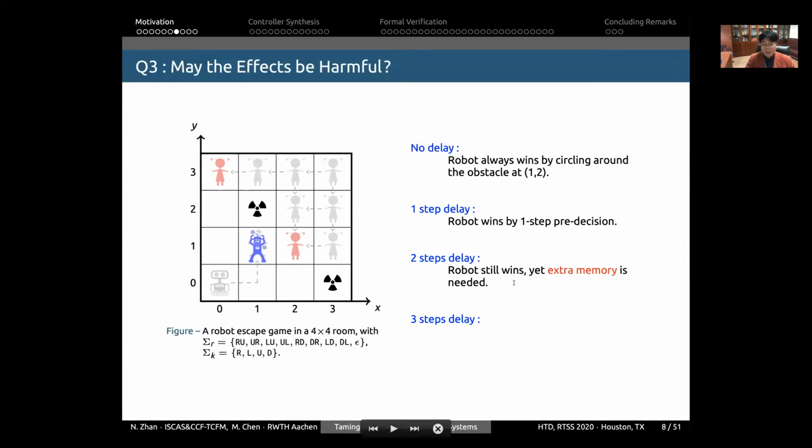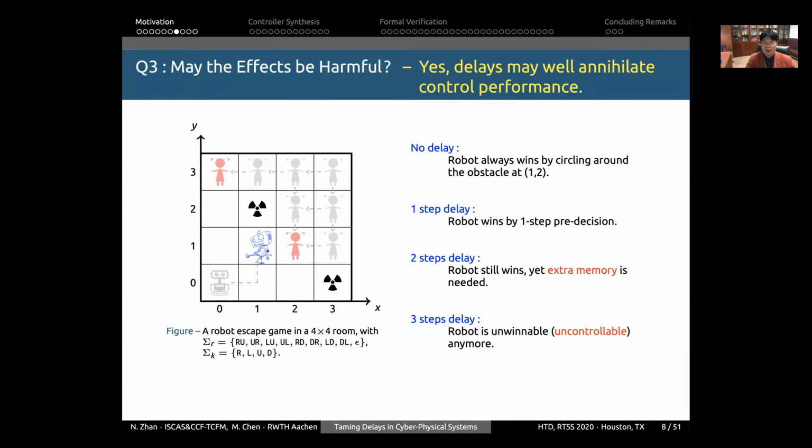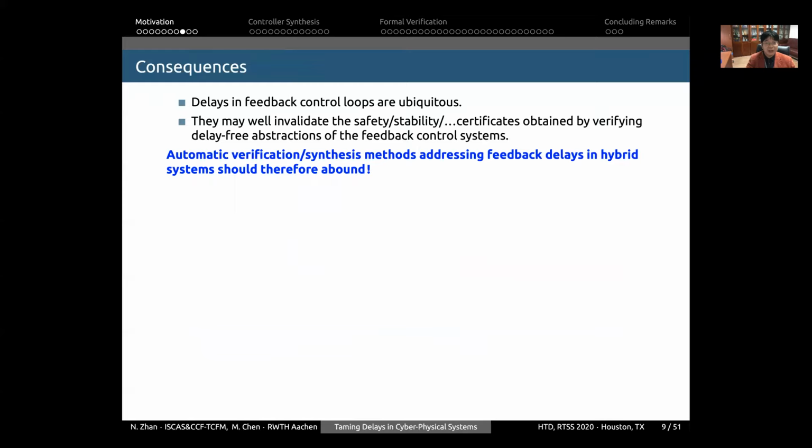Once we consider the 3 steps time delay, you see that the game is not winnable for the robot anymore, because you cannot synthesize the winning strategy for the robot anymore. So you see, yes, delays may well annihilate control performance. In conclusion, delays in feedback control loops are ubiquitous. The delays may well invalidate the safety and stability certificates obtained by verifying delay-free abstraction of the feedback control system.